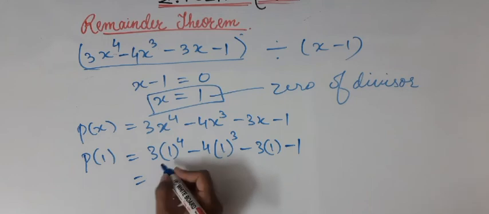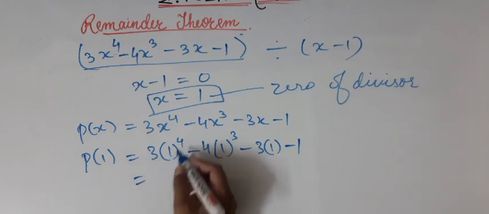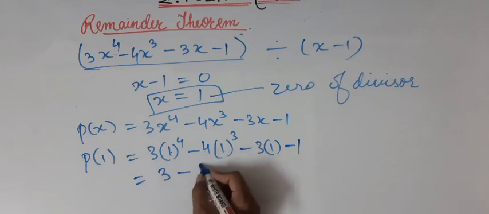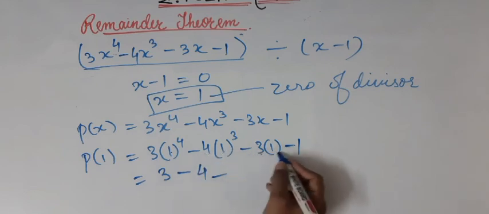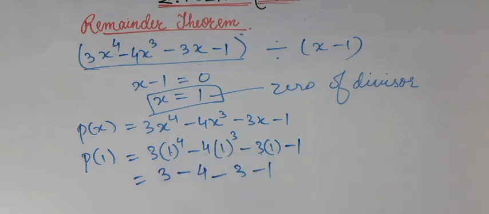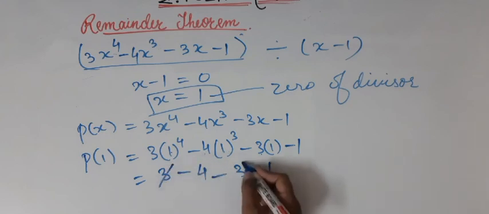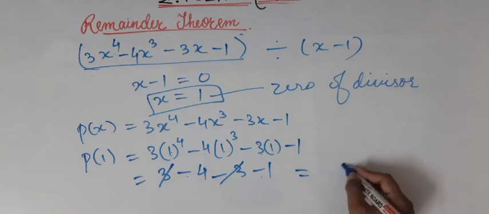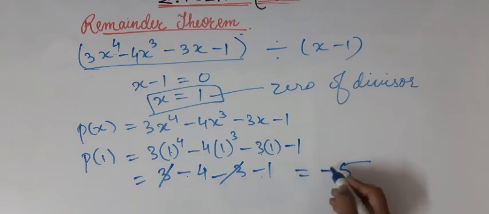Solve it. 1 raised to anything is 1. So 3 into 1, 3, minus 4 into 1, 4, minus 3 into 1, 3, and this minus 1. Okay, this plus 3 minus 3 cancel. What remains? Minus 4 minus 1, same signs, so you will add and give the negative sign. Minus 5. So your remainder is minus 5.